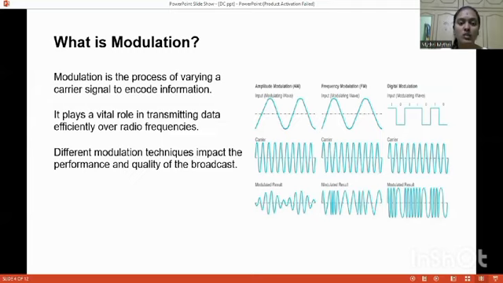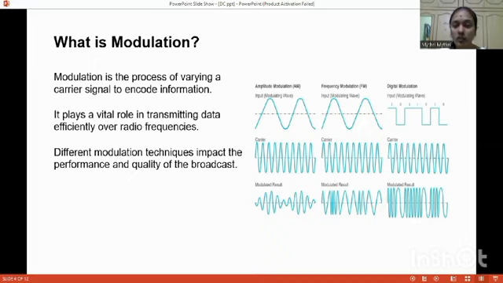What is modulation? Modulation is a process of varying the carrier signals to encode the information. It plays a vital role in transmitting the data efficiently over radio frequencies. Different modulation techniques impact the performance and quality of broadcast.